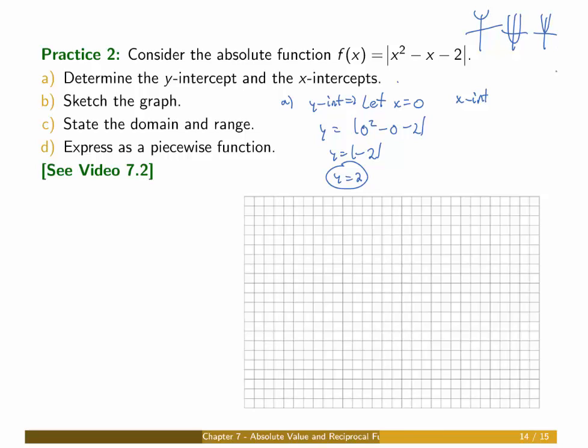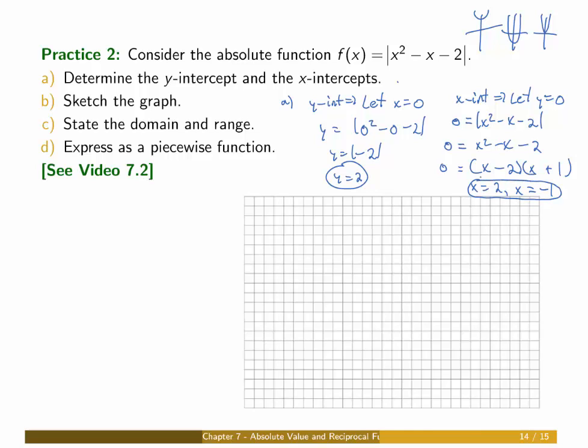Recall these 3 different possibilities. Okay, so we're going to let y equal 0, which means we have 0 equals the absolute value of x squared minus x minus 2. Once again, since we're equating it to 0, you can drop the absolute value sign, and then you can just factor it. This is negative 2 and positive 1, so x is equal to 2, x is equal to negative 1. Those are your 2 intercepts.